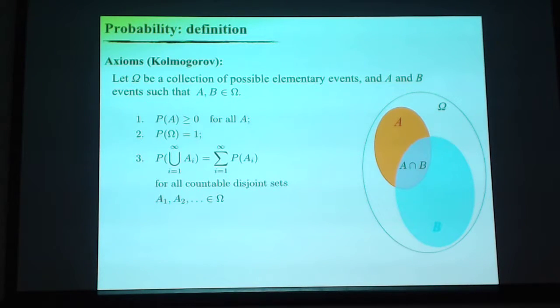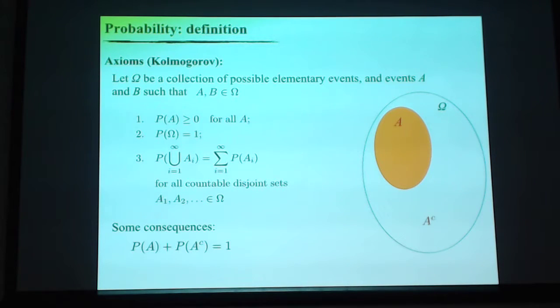Let's just give some simple definitions to illustrate some simpler notions of intersection, union, and the complementary. So from these axioms, you can derive some straightforward consequences, like, for example, the probability of a set plus the probability of its complementary. The set is here, the complementary is here, is equal to 1 because the two events make up together the whole collection of possible elementary events.